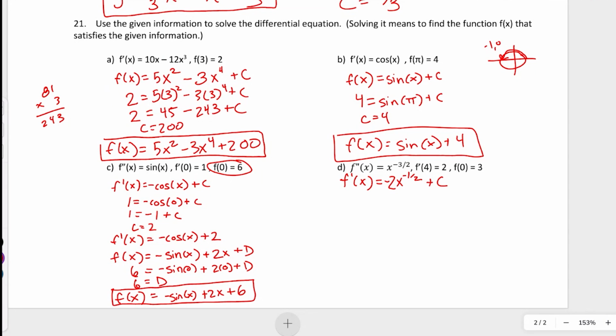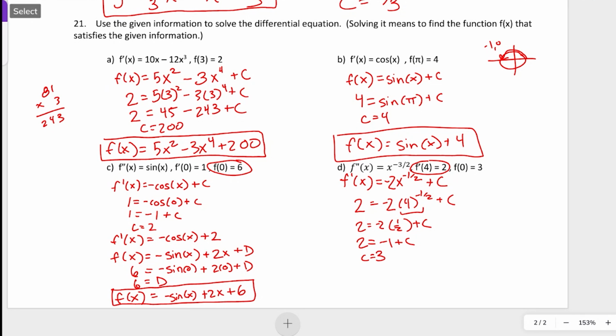I need to find that c value. So I know that f prime of 4 is 2. So 2 is negative 2 times 4 to the negative 1/2 plus c. Now, raising something to the negative 1/2 is the same thing as saying 1 divided by the square root of 4. The square root of 4 is 2. So this is really just 1/2. So we've got 2 equals negative 2 times 1/2 plus c. So that's going to be 2 equals negative 1 plus c. And so c is 3.